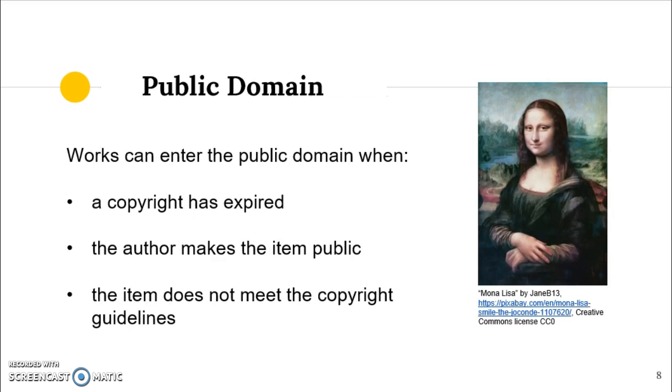Works published after 1977 will not fall into the public domain until 70 years after the death of the author, or for corporate works, anonymous works, or works for hire, 95 years from the date of publication, or 120 years from the date of creation, whichever expires first.